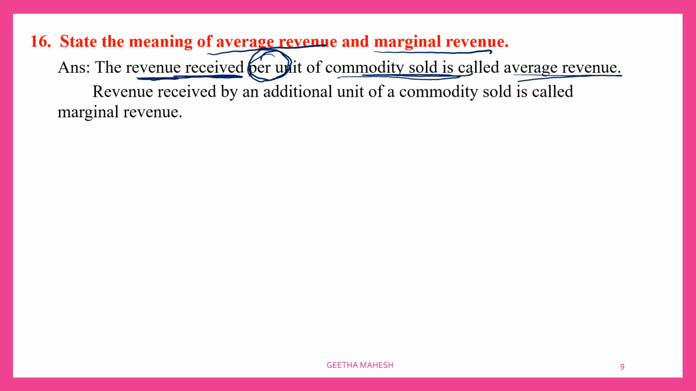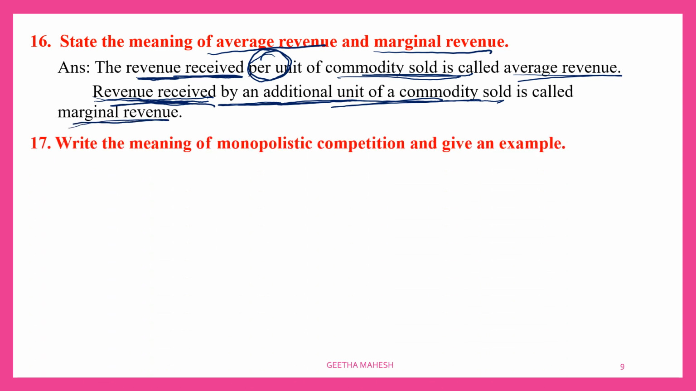We call it as average revenue. Then what is marginal revenue? Marginal revenue is the revenue received by a firm from an additional unit of commodity. By selling an additional unit of commodity, whatever revenue we receive, we call it marginal revenue.